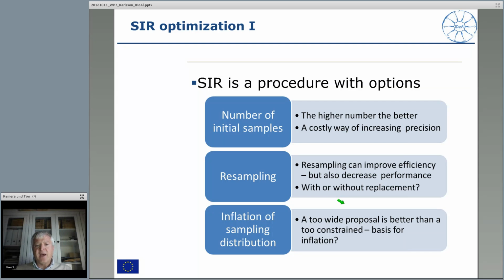The ideal proposal distribution is the true posterior distribution. So the proposal should be as close to the posterior as possible, but if it is not equal to the posterior, it's better that it's too wide than too constrained. It's easier to decrease the size of the uncertainty distribution than to widen it.